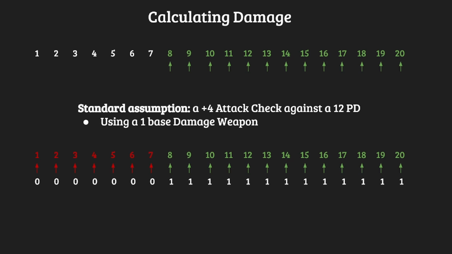We'll use a nice and simple 1 base damage weapon. So here on the bottom, I've shown with some red and green when you would miss and hit. On a 1 through a 7, it would be a miss and you would deal 0 damage. And from an 8 to a 20, it would be a hit and you would deal 1 damage.